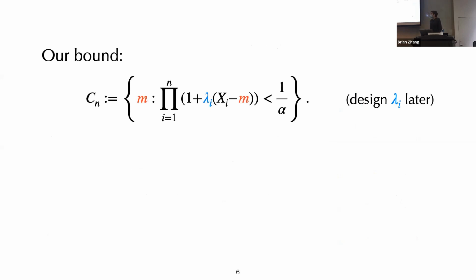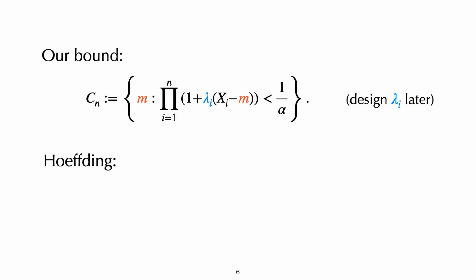First, I'll just tell you what the bound is. This is essentially the bound that we'll talk about throughout the talk. It'll take various forms, with slight deviations from this, but this is the moral idea behind it. It's really just the sub-level sets of this product function. It takes the form of a product of 1 plus lambda, which we'll design later, times xi, the data that we're observing, minus m. This m is the thing this is a function of, and we're looking at its sub-level sets at level 1 over alpha. It should not necessarily be obvious why this is correct or why it's good, but I just wanted to write it down so you see how simple a form it can take.